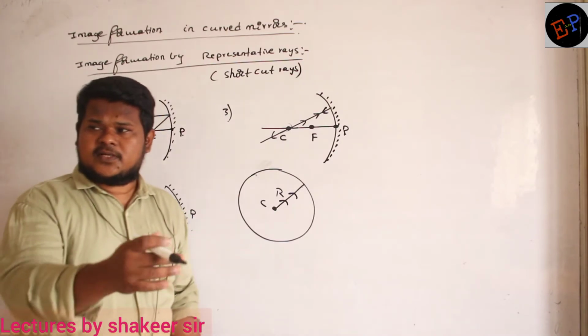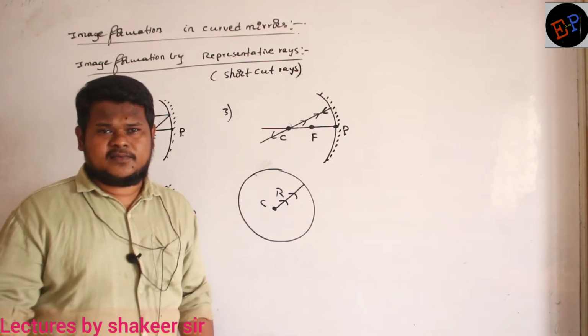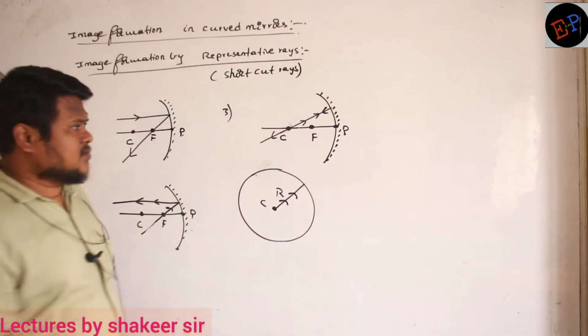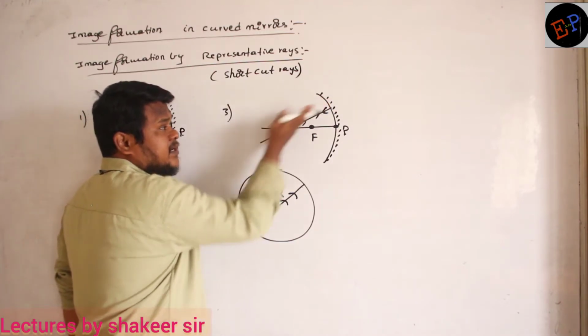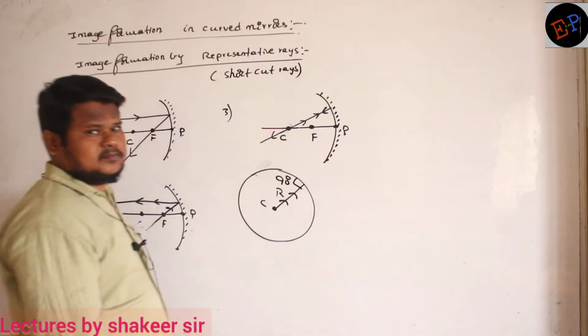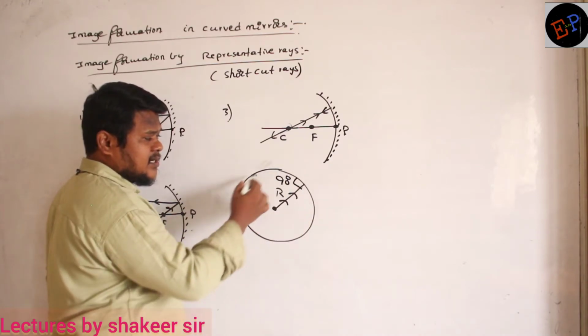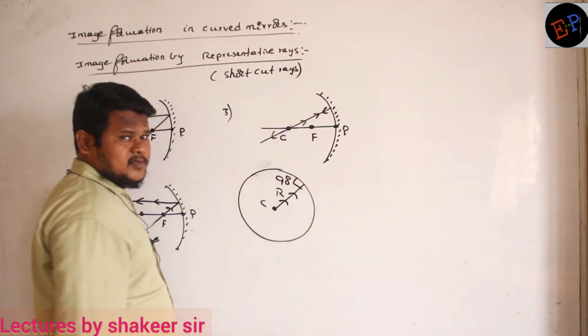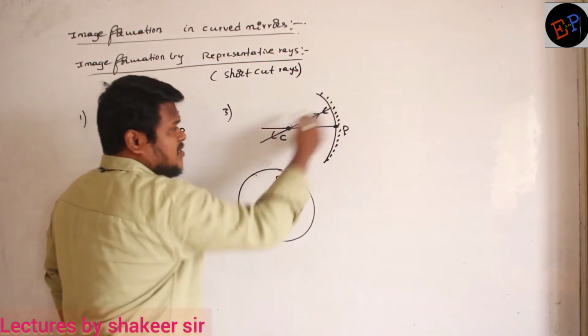So it reflects also at an angle of 0 only, because angle of incidence should always be equal to angle of reflection. So from the center of curvature, if you draw a line, at what angle will it meet the mirror? It will meet the mirror at 90 degrees. If you draw a line from the middle of a circle, at what angle does it meet the circle? It meets at 90 degrees. Are you able to understand? So therefore this line itself is the normal.